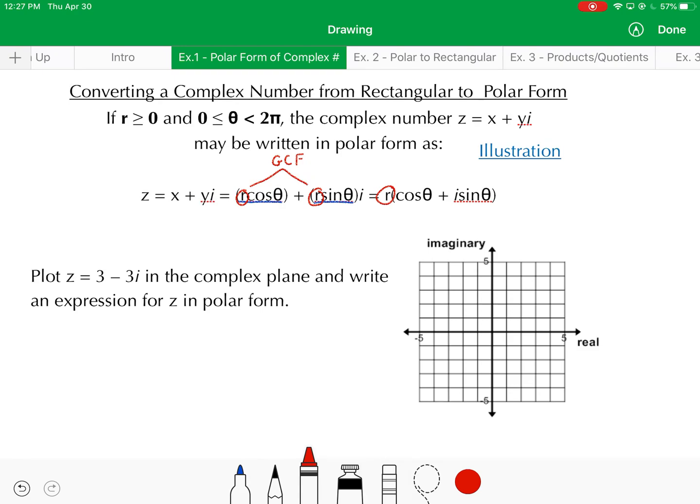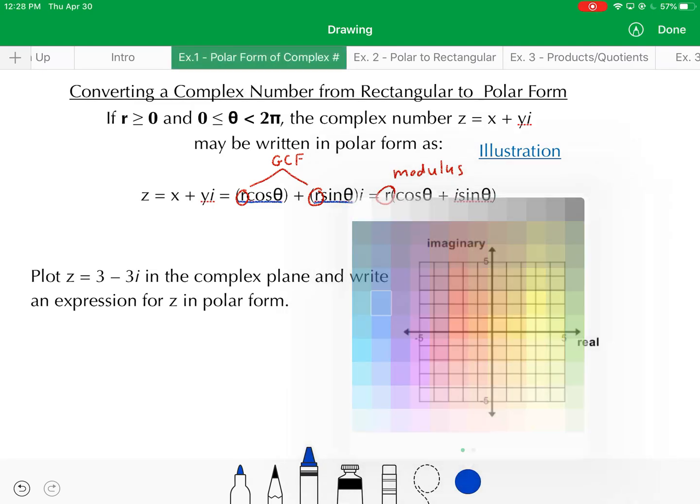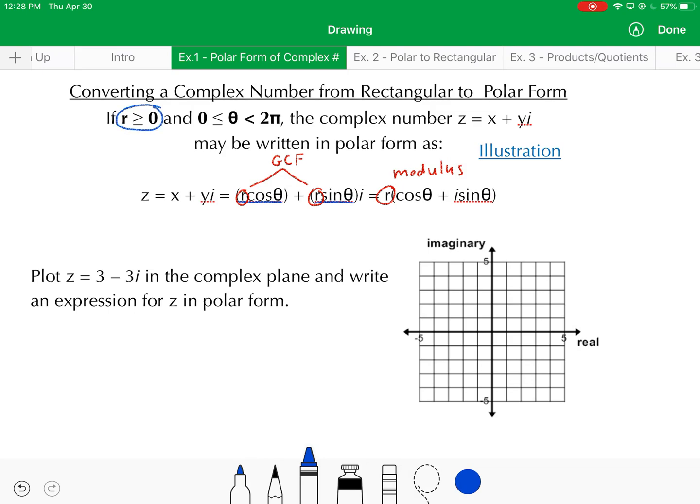r is often referred to in the polar form of a complex number as the modulus of the complex number. So you might see that word repeatedly throughout this week. Okay. Now, some stipulations that I want to make sure we don't skip over. When you write a complex number in polar form, you have to make sure that the r value is greater than or equal to 0. You don't want to express it negatively, and you want to make sure your angle measure is between 0 and 2 pi or 0 and 360 degrees. So keep those in mind. Okay? All right, so let's begin.